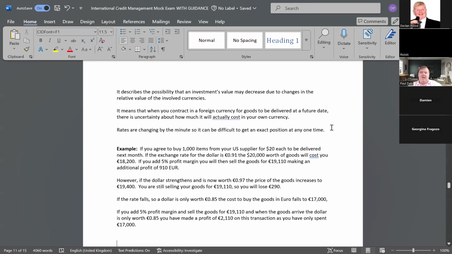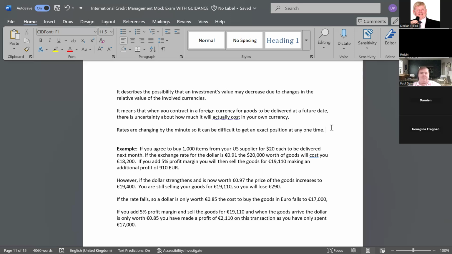If you agree to buy 100 items from a US supplier and every item costs $20, you're going to spend $20,000 with that supplier. So $20,000 is going over to that supplier. But we're based in Ireland, so we deal in the euro rather than the dollar, so exchange rates come into play. The exchange rate in the example here is 91 cents to the US dollar. So it's not $20,000 that we're paying over to the supplier; when you convert it into euro, it is 18,200 euro. Hopefully people are following me so far.